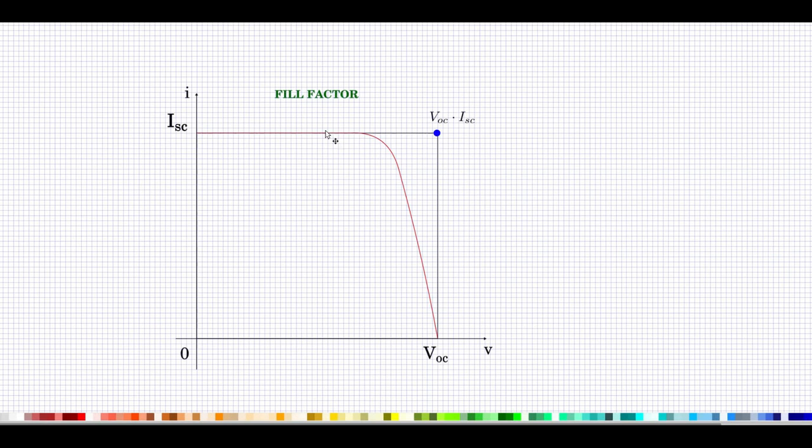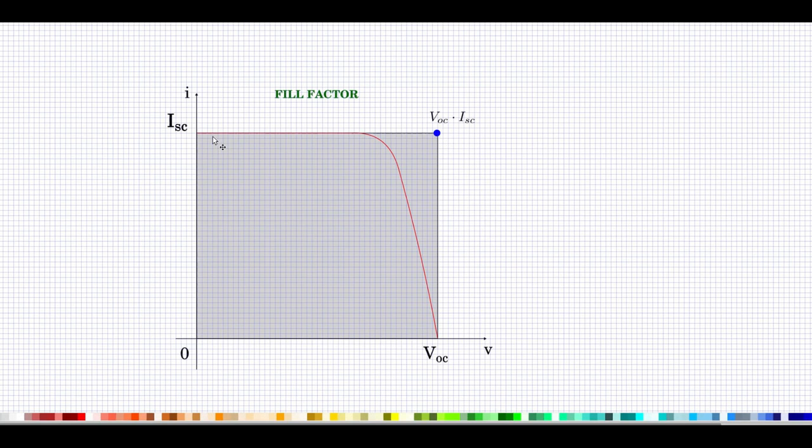Now this VOC ISC rectangle here, now let me fill up this area, represents the maximum possible voltage and the maximum possible current that is theoretically possible from the PV cell, but this point will never be reached.